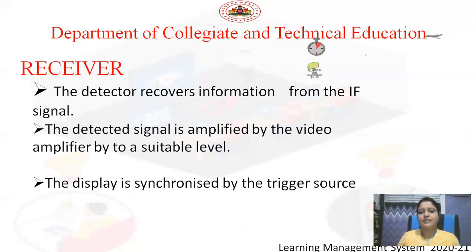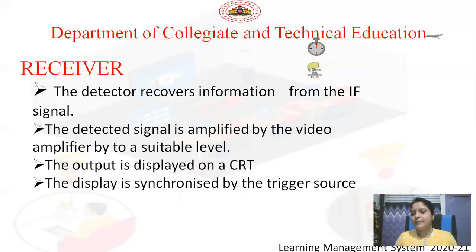Next, the detector recovers the information from the IF signal. Whatever information is present in the IF signal is extracted in the detector circuit. The detected signal is amplified by the video amplifier to a suitable level such that it can be displayed, and that output is given to the display. Also, for synchronization, the trigger source gives some input to the display. The output is displayed on the CRT tube of the monitor.